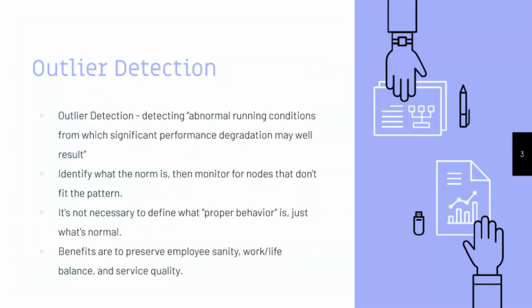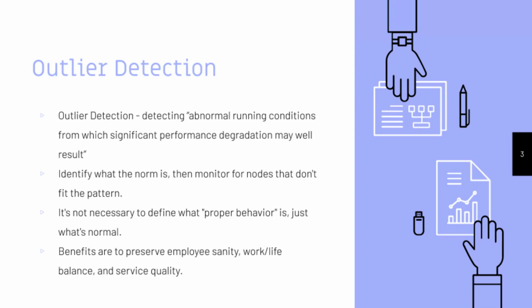Outlier detection, originally defined by Victoria J. Hodge and Jim Austin, means detecting abnormal running conditions from which significant performance degradation may well result. Roy Rappaport of Netflix explained that they used the principle to identify and isolate nodes which were not performing in a normal condition. They just had to determine what was normal behavior and monitor for variation. By finding a node that was not following the normal pattern, they killed it and then notified the engineers after. The implementation of server outlier detection has allowed them to reduce their efforts to find bad nodes and time required to fix them.